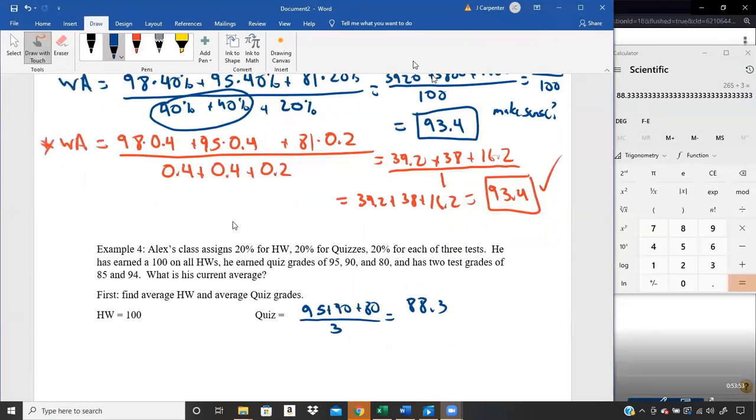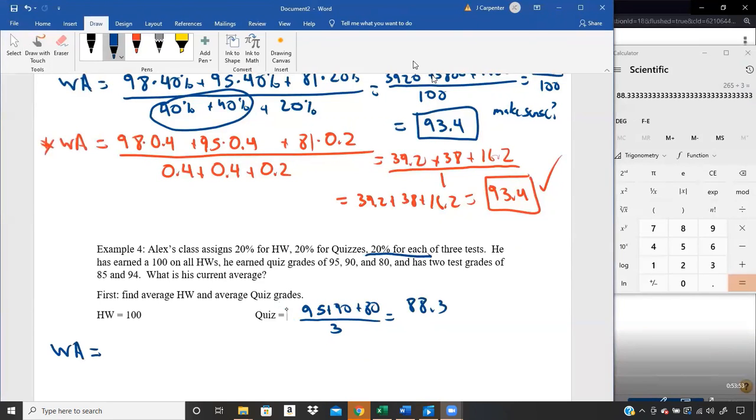Okay, so we have our homework average, we have our quiz average. You might say, well, now you've got to find your test average. No, you don't find a test average, because this 20% is for each test. So that 85 gets its own 20%. This 94 gets its own 20%. If we had taken our third test, it would get its own 20%. So our weighted average, we're ready to calculate.